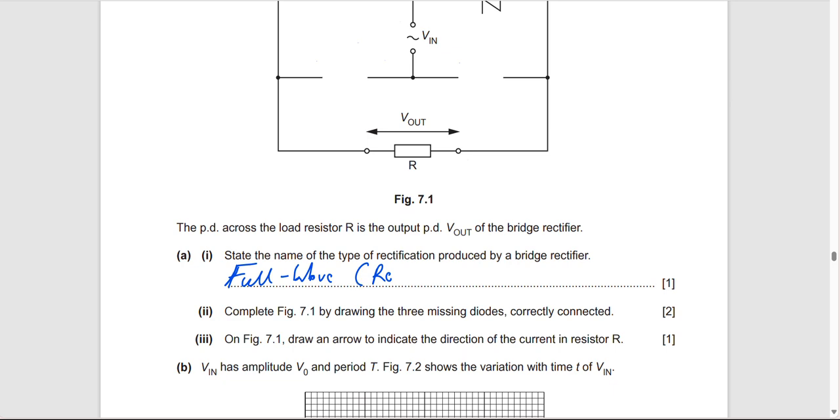Full wave rectification. Remember, our half wave rectification output is something like that, right? You lose the negative halves. And then for the full wave, you're going to have that. Like that is your output V.